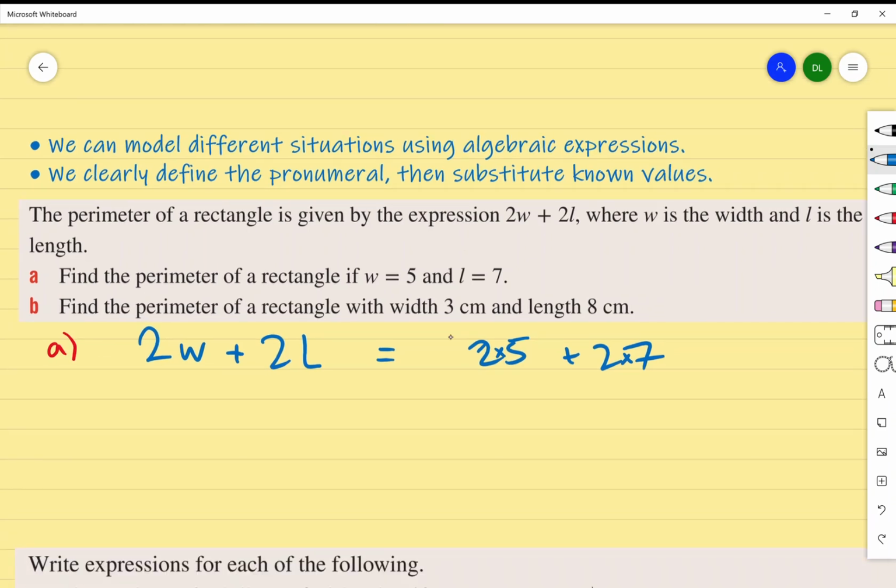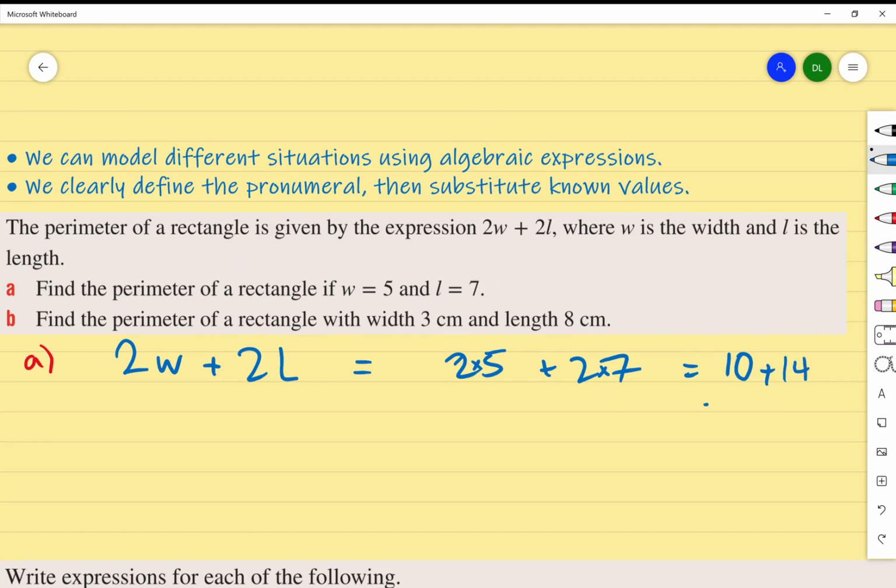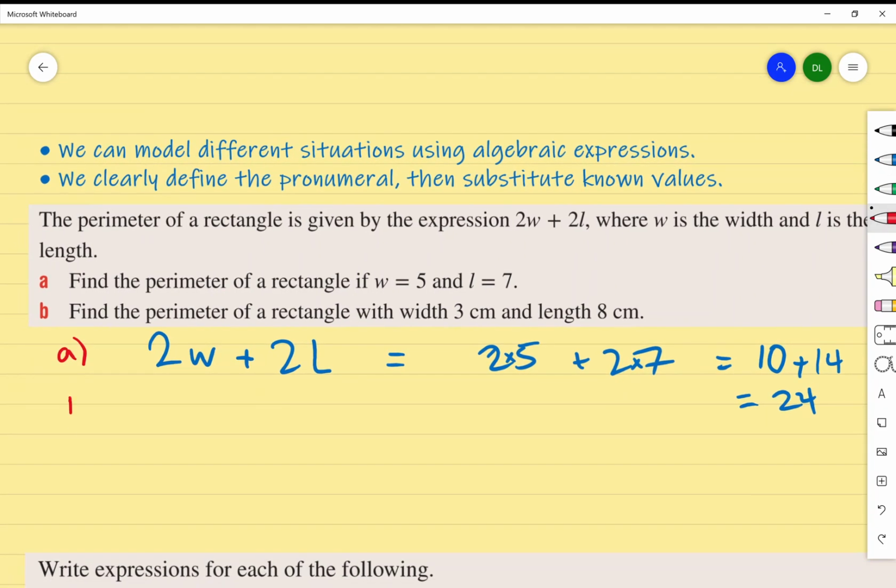Now that we know, 2 times 5 is 10, plus 2 times 7 is 14, which gives us 24. Now for B, it says that we need to find the perimeter of a rectangle with width 3 centimeters and length 8 centimeters. So it's the same thing. All we've done is given the extra step of saying instead of L equals 7 or L equals whatever, we need to assign the letters or the pronumerals between their numbers.